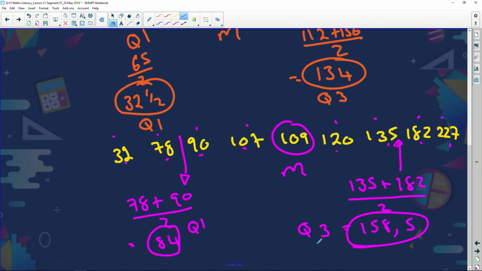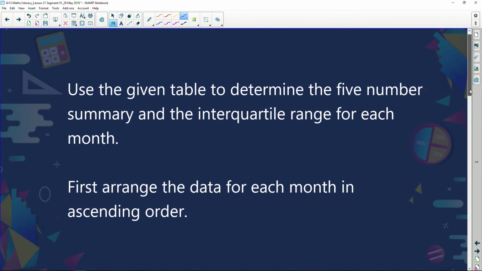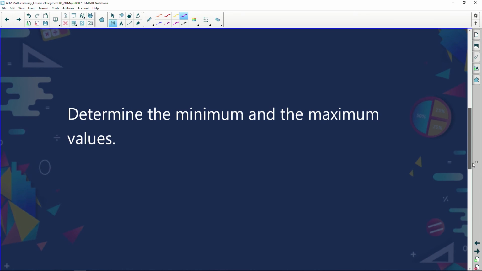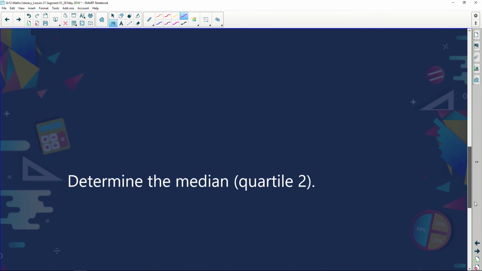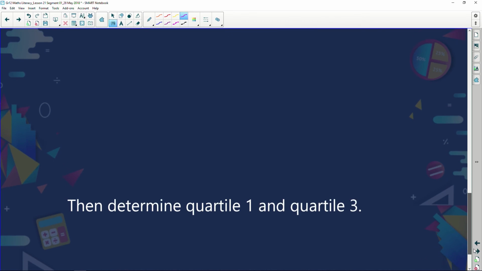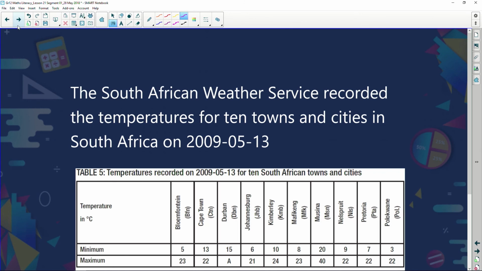And now we can go ahead and ask questions about that. Let's see how they would ask similar sorts of questions in the exam. So we've arranged the data in ascending order. We've determined the minimum and the maximum values. We've determined the median, in other words, quartile 2. We've then determined quartile 1 and quartile 3. Okay, so that's what we did, and we did very well.